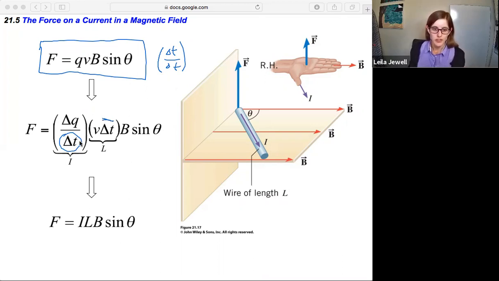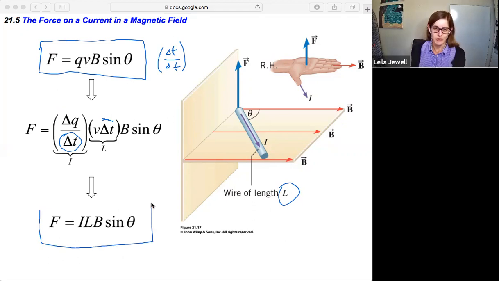Well, delta q over delta t, that's our definition of current. So that's just I. And the speed that the charges are moving at times the time interval over which they're moving, that's going to tell us the length through which they're moving, L. That in this picture is shown by this wire. It's a wire of length L. So this is how we can arrive at our equation of the force on a current.